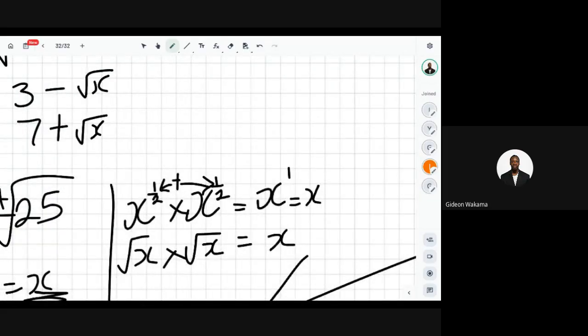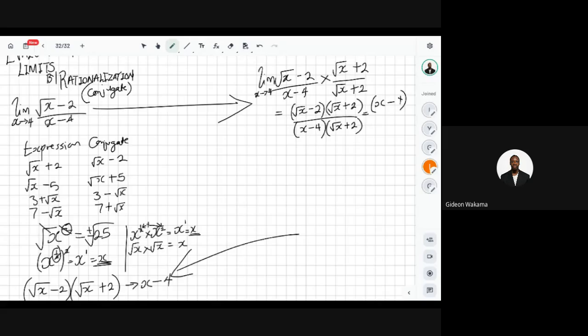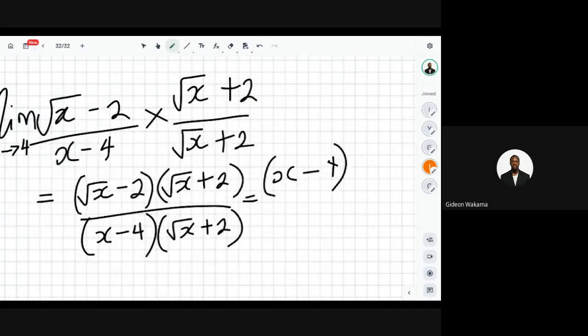Square root means raised to the power of 1 over 2, and the other one is also raised to the power of 1 over 2. When you add them together, it means x raised to the power of 1, which is just x. You're left with just that value. And then you have root x times root x, which is equal to just x. So here, when you have square root of x times square root of x, you're just going to have x.